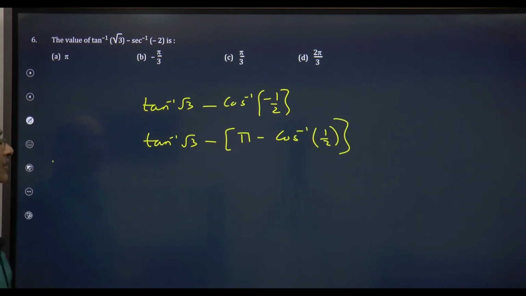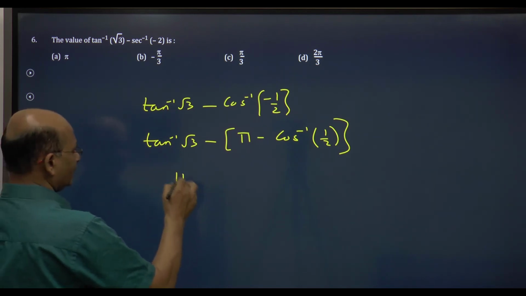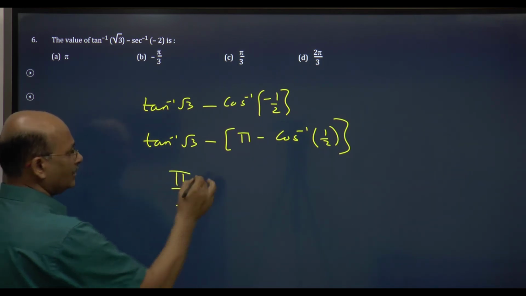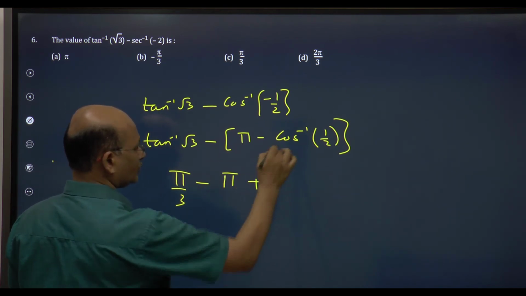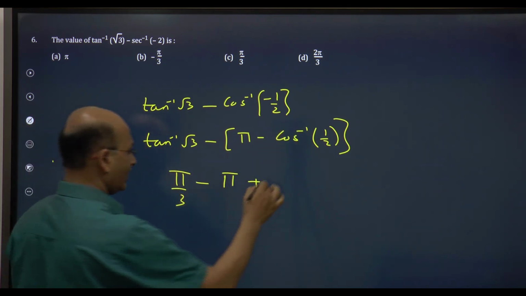Now let us see what happens. Tan inverse root 3 is pi by 3, everybody knows that, minus pi, and minus of minus becomes plus, cos inverse half is pi by 3 again.